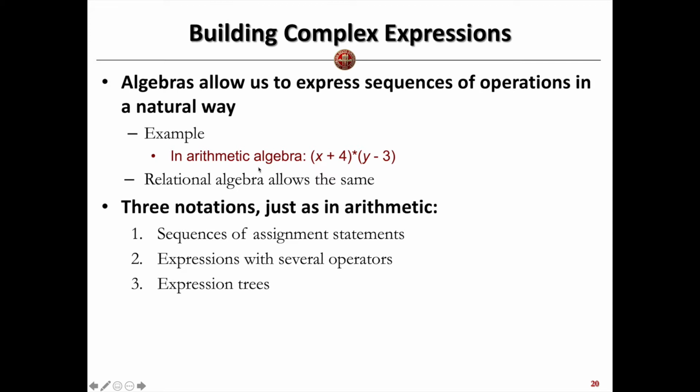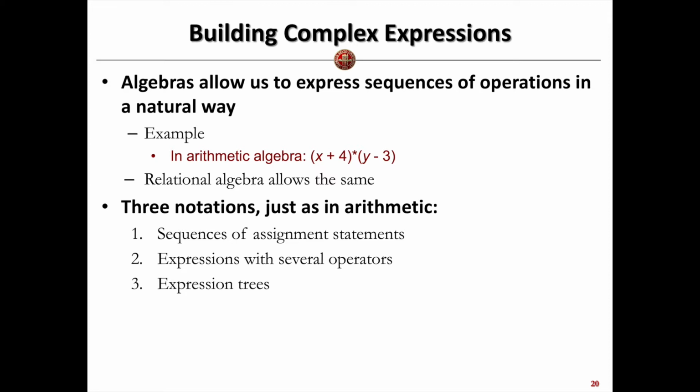Now in elementary algebra, we can represent an expression in this way. We calculate (x plus 4) times (y minus 3). I think you know what this means, right? It means we calculate x plus 4 first, then y minus 3 second, and further multiply the results together. This is what this expression means in elementary algebra. And it will be very similar for relational algebra. They also allow us to write down expressions in a very similar way.